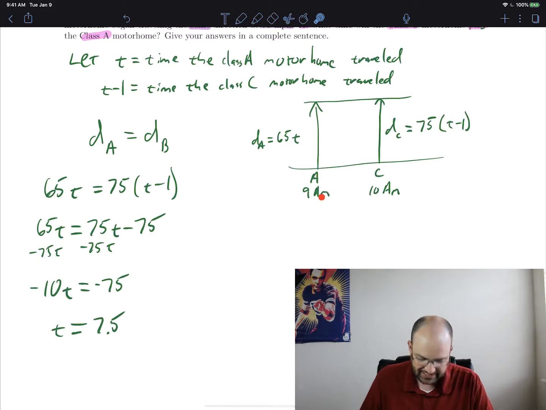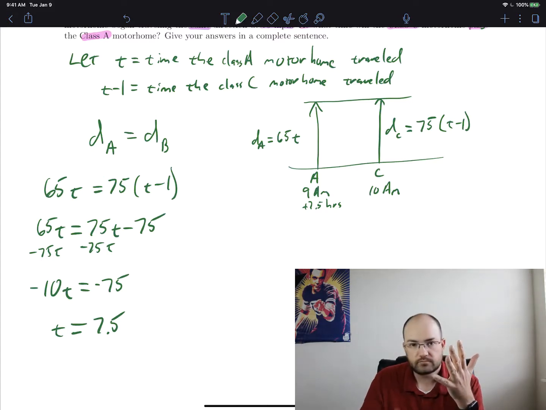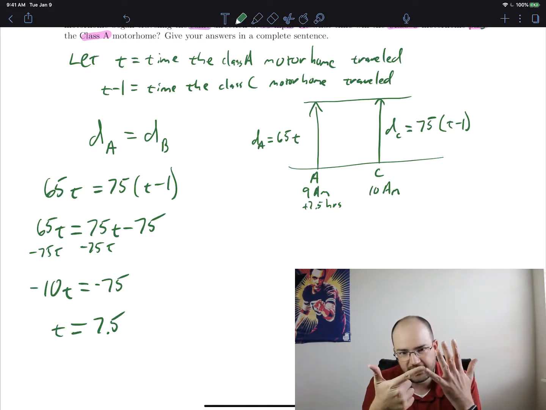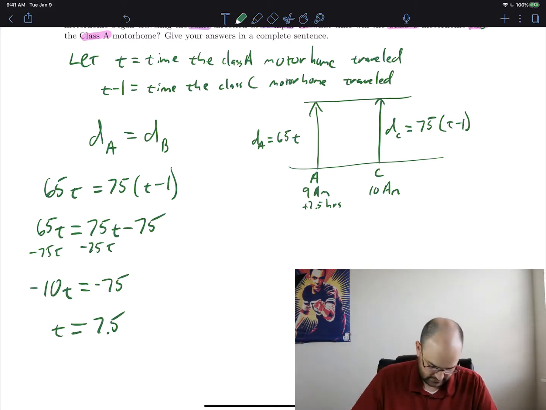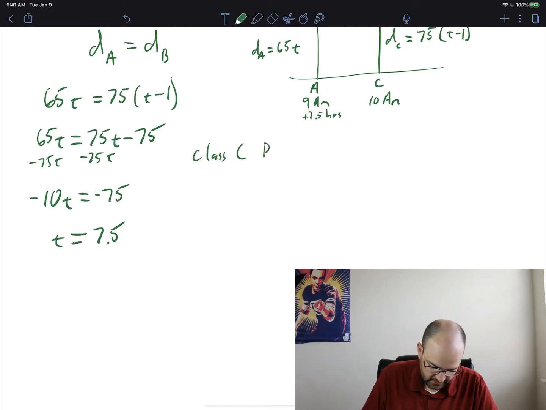And remember, Class A began at 9 a.m. So 9 a.m. plus 7.5 hours. Well, 9 a.m., 10 a.m., 11 a.m., 12 p.m., 1 p.m., 2 p.m., 3 p.m., 4 p.m., that's 7 hours, so it's 4 p.m. plus half an hour is 30 minutes, so it's 4:30 p.m. So that means that Class C passes Class A at 4:30 p.m.